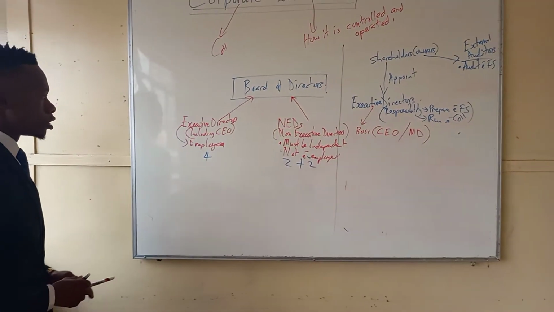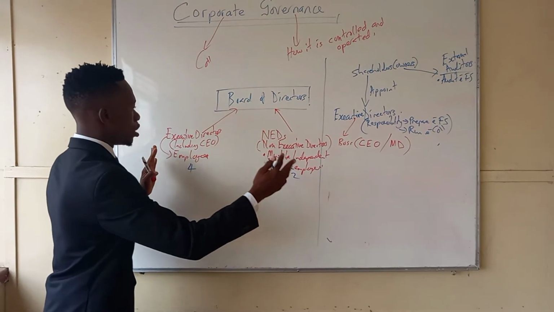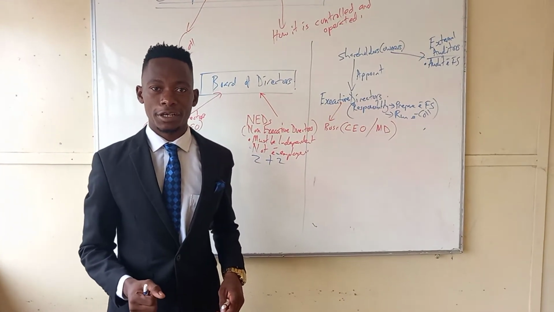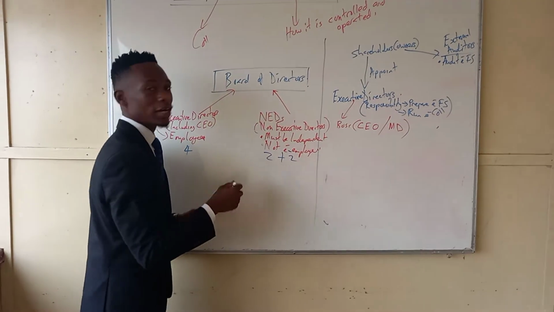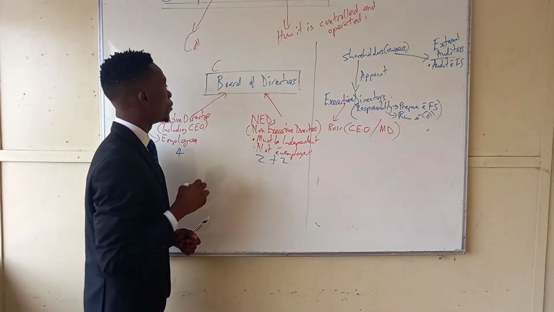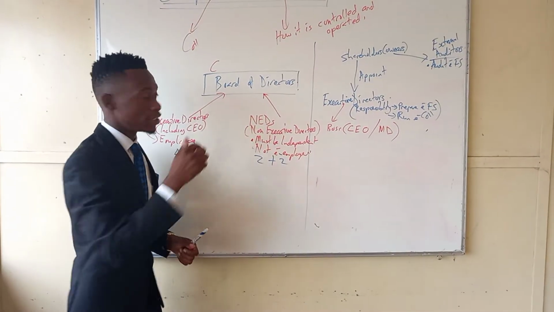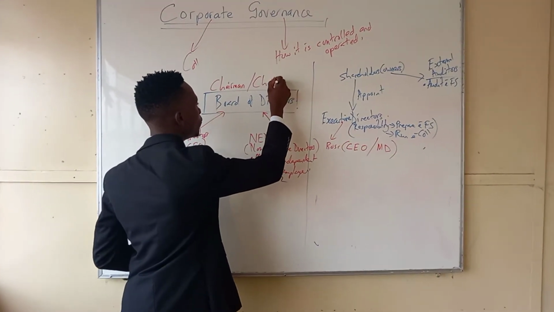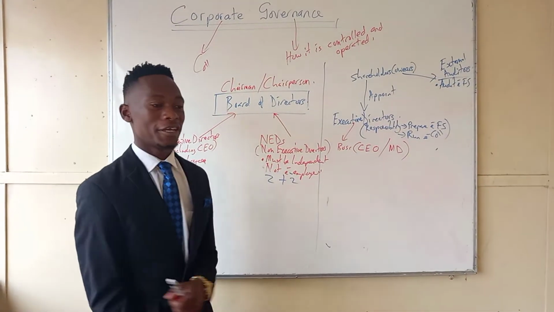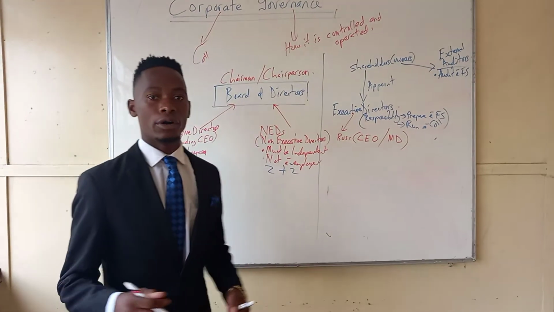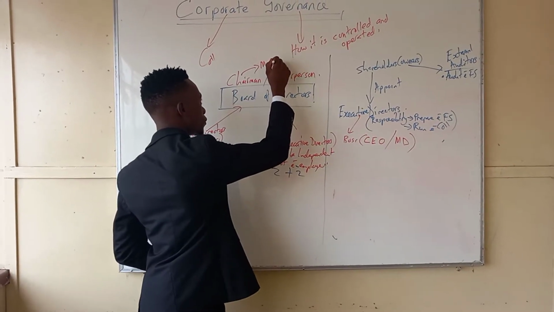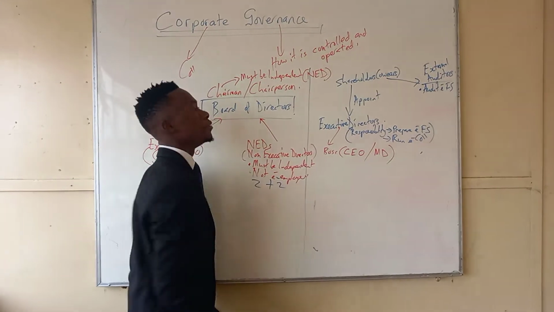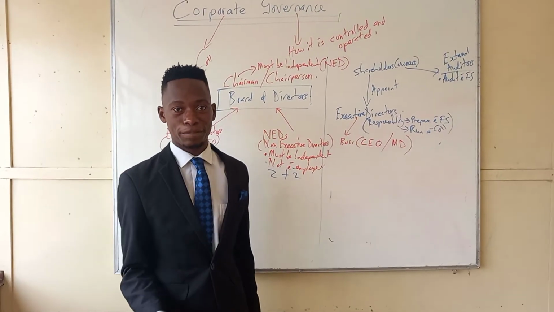Right. So that's it. But now just know that in the board of directors, who leads the board? Who leads the board of directors? I hope your guess is as good as mine. Who leads the board? It is the chairman or the chairperson. So the chairman or the chairperson leads the board. But the chairman, again, must be independent. In other words, what kind of director? You must be a NED, a non-executive director.